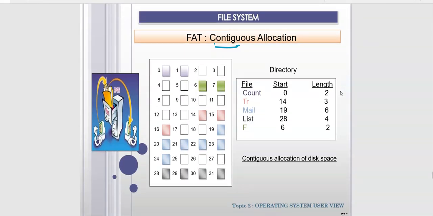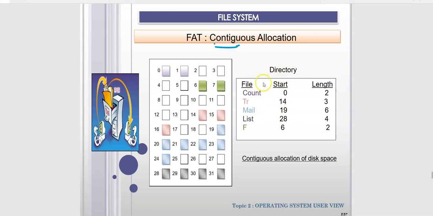So cuba tengok macam mana contiguous ni. Apa maksud contiguous? Contiguous allocation of the disk is something like bila kita nak simpan, when we try to allocate the blocks in a sequential manner. Okay, kalau kita tengok kat sini, 0, 1, 6, 7, 14, 15, 16. So contiguous mean dia macam direct sequential access tadi lah. So tu maksudnya contiguous allocation.